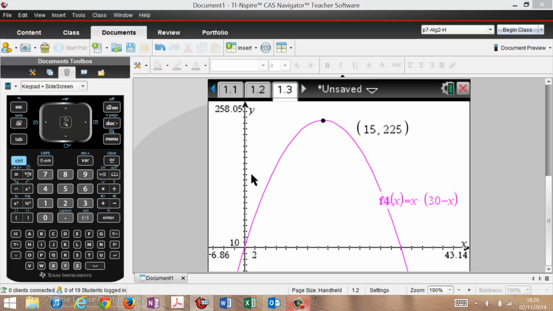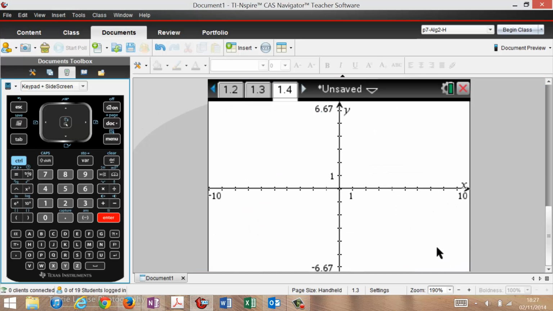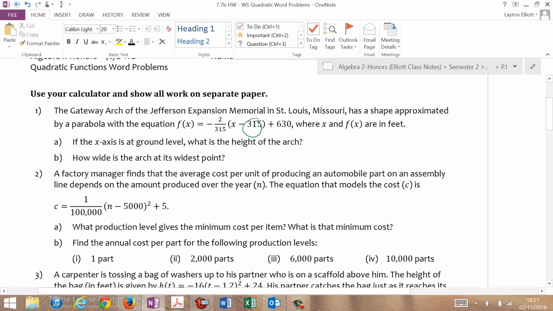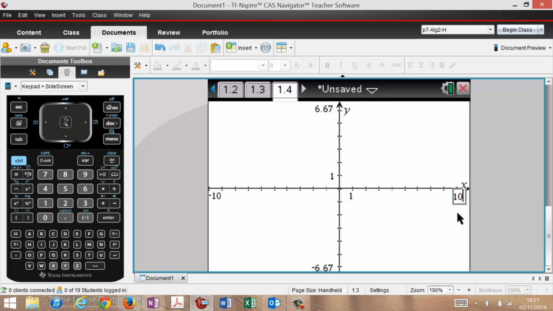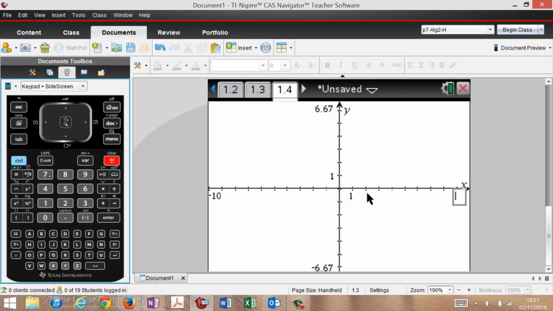I'm going to pause it while I put it in. I'm back. I plugged it in, and I see nothing. But I look at this, and I know that the vertex of this equation is at 315, 630. So what we need to figure out is how to graph that with 315. My x needs to be at least 315, if not double that. Probably needs to be double that because that's its vertex. So let's maybe go 700 for x and just see what we see. That might be too big, but 700.